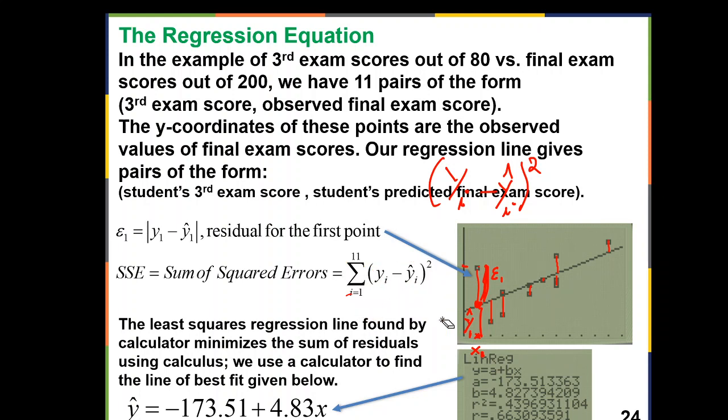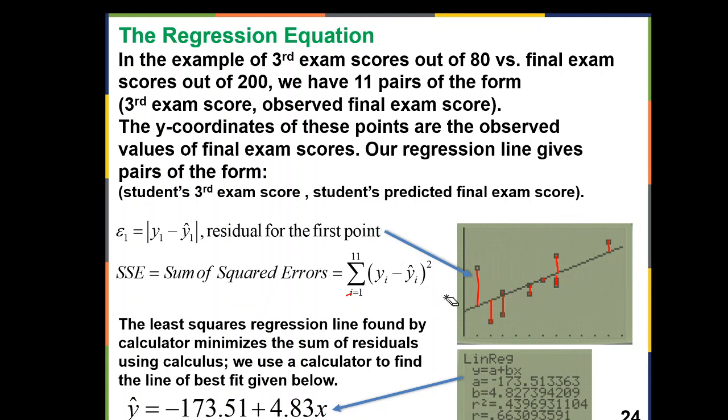All right, so if you divide this by some number of items minus some number, remember that? I'm going to talk about that. We can find the square root of it, and the square root of it is the standard deviation of the errors.